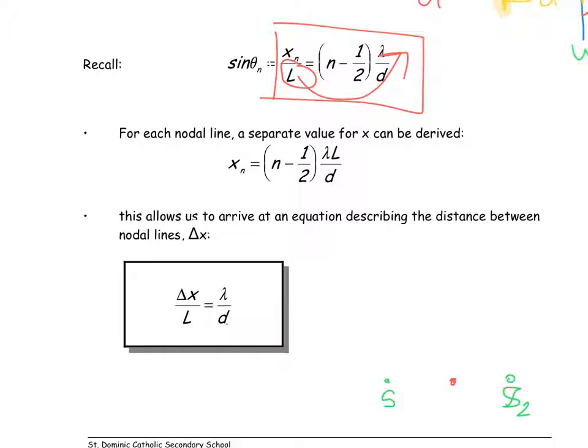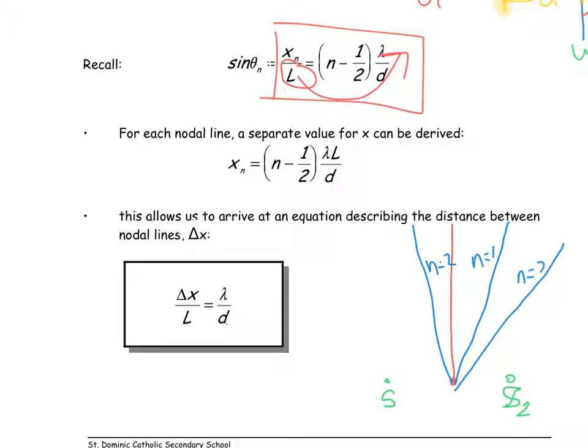Oops, you know what I'm going to do? I'm going to draw my right bisector here, and then I'm going to draw those nodal lines. So I might have my nodal line number 1, so n equals 1. I'm going to have one of those on each side. And another one here, n equals 2. Right, and all along in here I have my theta, so here's theta 1, theta 2, or theta 1 again, so it's the same angle, theta 2.